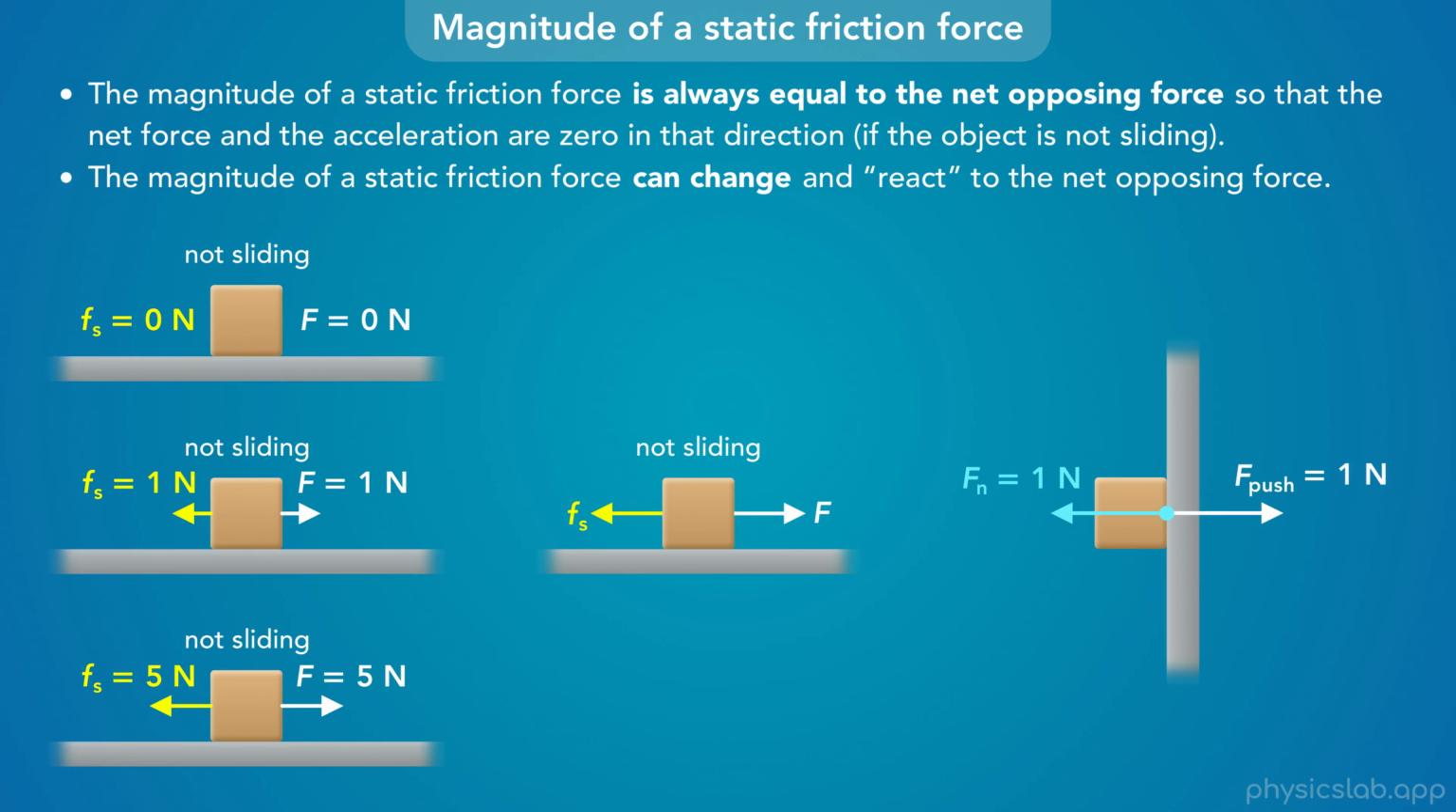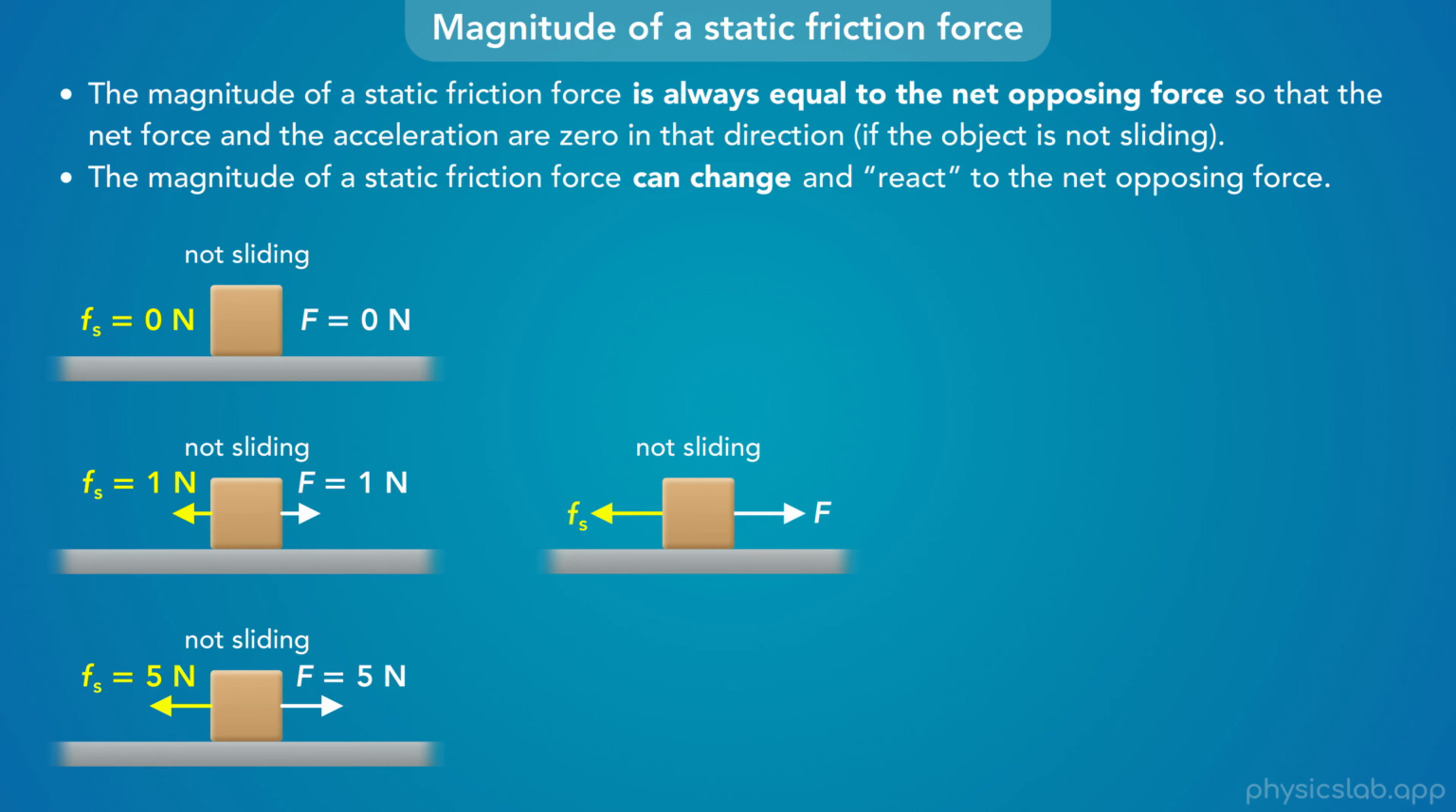If you're pushing with 1 newton of force, the normal force is also 1 newton. If you push harder with 5 newtons of force, the normal force increases to 5 newtons. The normal force reacts so that it's always equal to your pushing force.